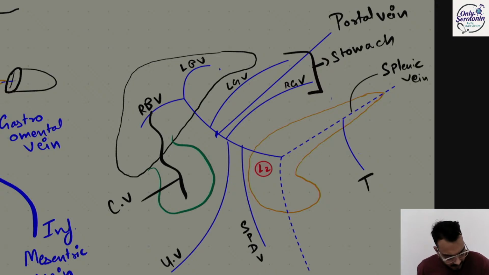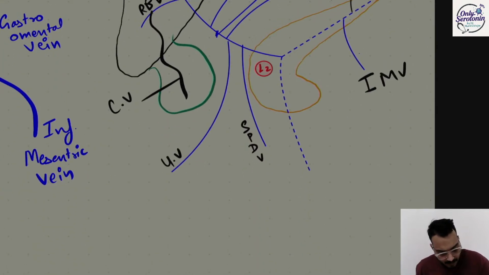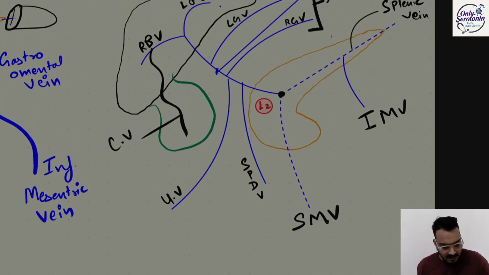The splenic vein is attaching with my inferior mesenteric vein, and they both are attaching at the level of L2. Both the superior mesenteric vein as well as the splenic vein will attach at L2. Then from L2 they will give rise to my portal vein. Done guys.